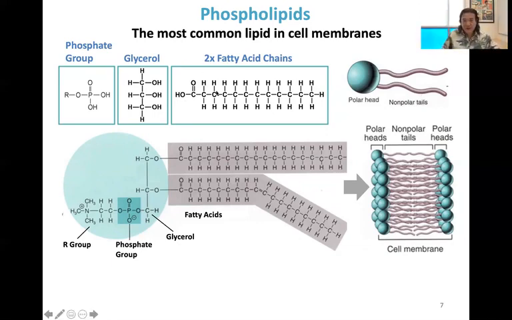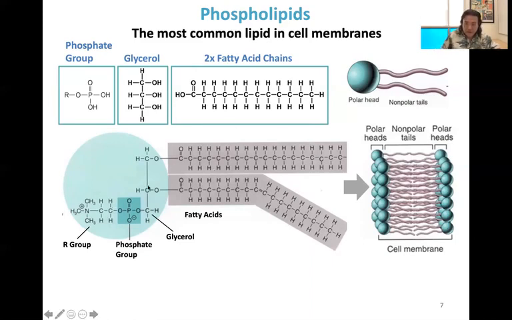So there's three parts that make it up. You'd have the two fatty acid chains here. Then you would have a glycerol group. A glycerol group is 3 carbons. It's an alcohol. And you'd have the addition of a phosphate group. So when you put those 3 pieces together, this is what you get.